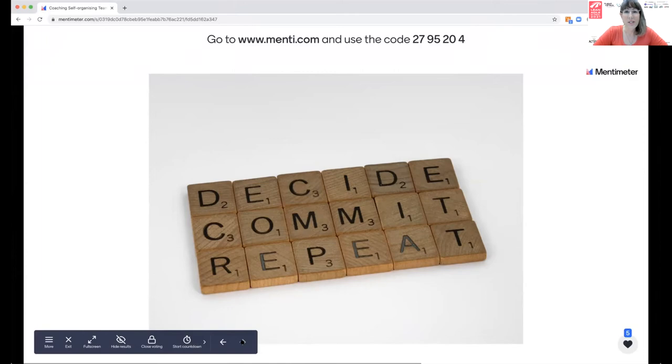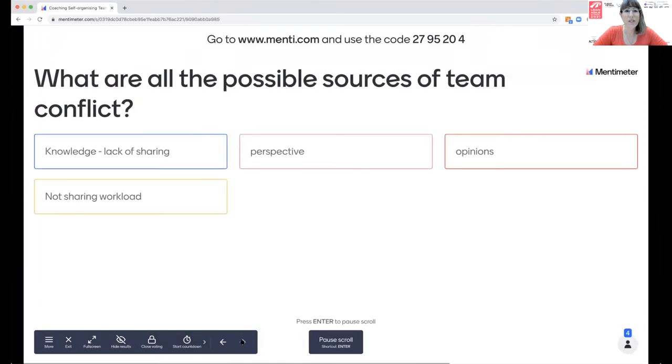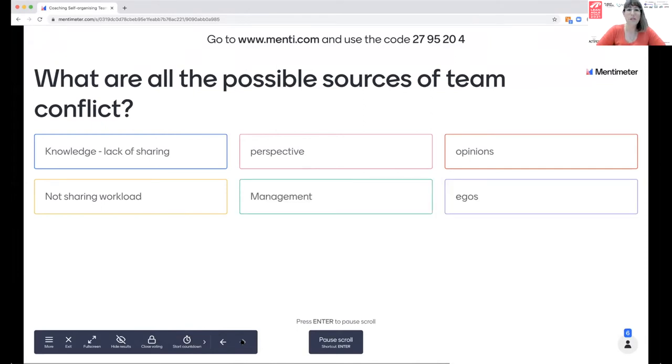So let's go into the next one, Charlotte, which I think is another question. What are all the possible sources of team conflict? So decision making can also be a source of conflict in my experience. So what do you think are all the possible sources of team conflict?